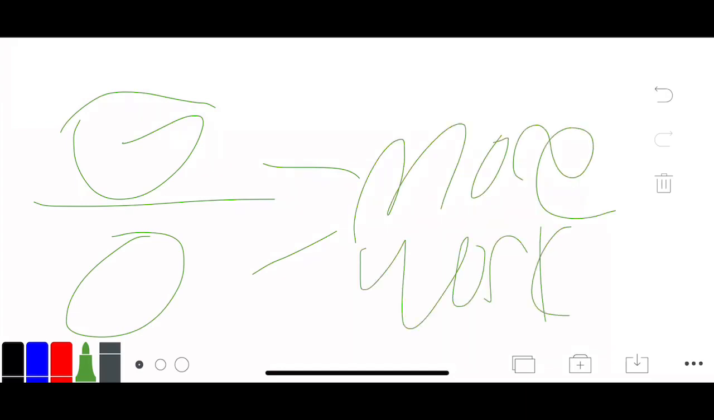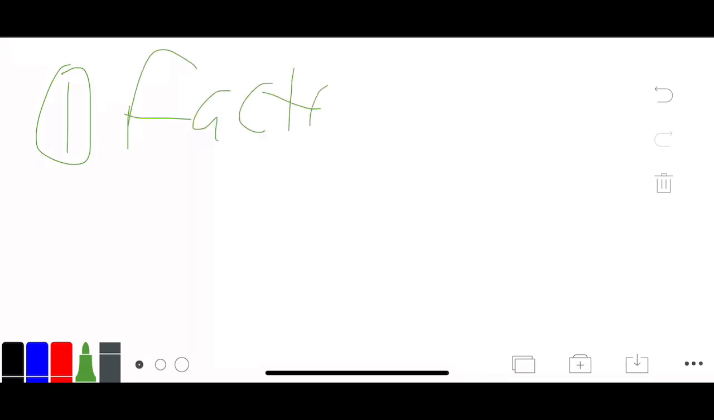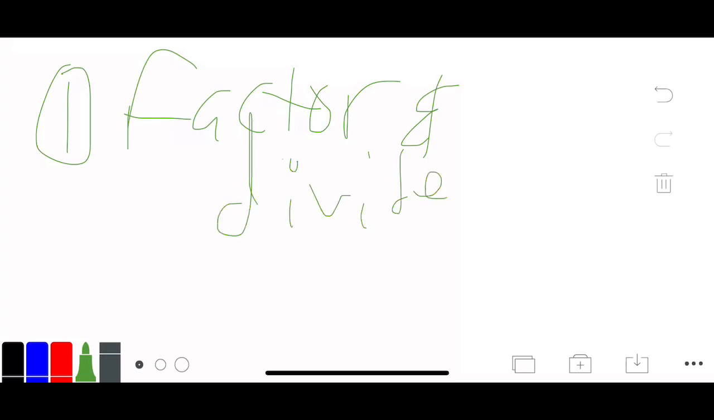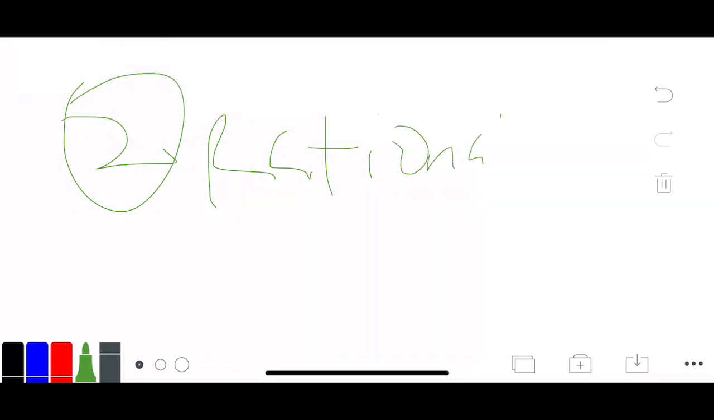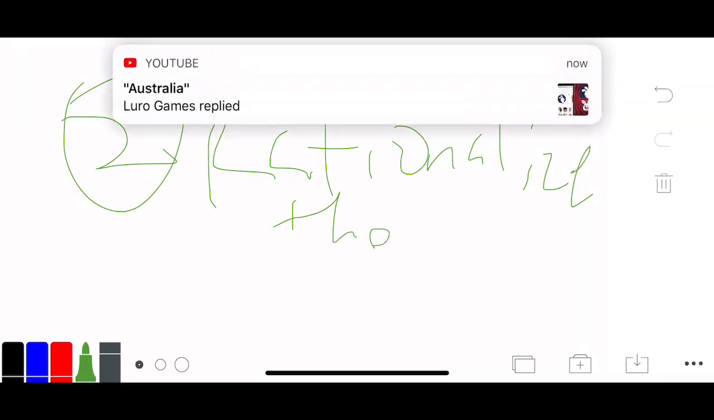When you have to do more work, usually when we get 0 over 0, there are 4 steps you can do. Step number 1 is factor and divide out. You're choosing one of these steps depending on the problem you have. If you can factor and divide out, you want to do this. You're either going to factor and divide, or you're going to rationalize the denominator.